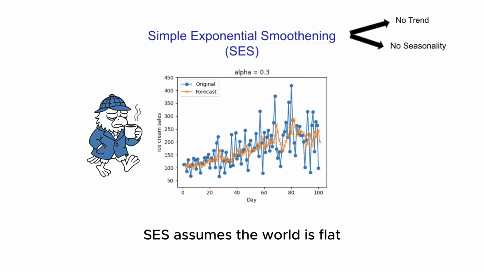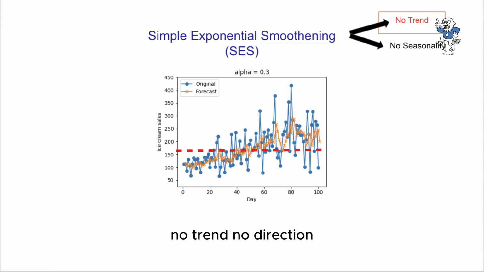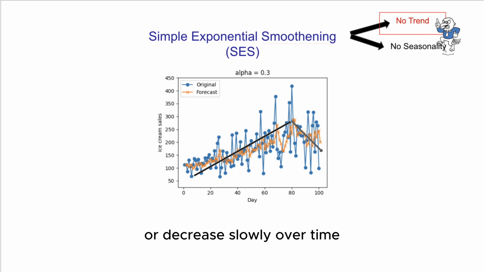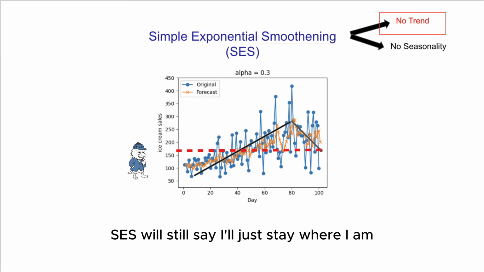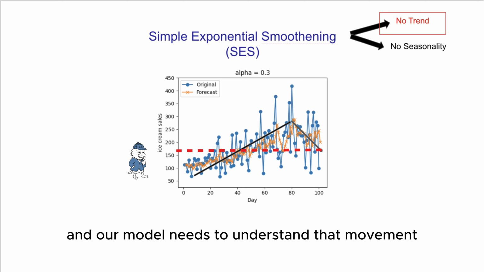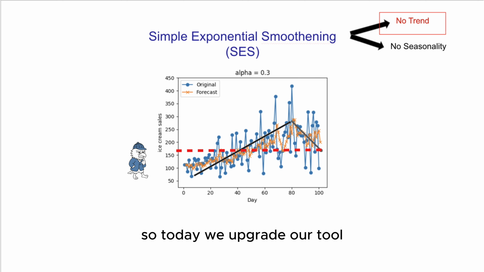SES assumes the world is flat. No trend, no direction, no growth, just a stable pattern. But sales increase every day, or decrease slowly over time. SES will still say, "I'll just stay where I am." And that is a problem, because in real life, patterns don't just sit still, and our model needs to understand that movement. So today, we upgrade our tool.